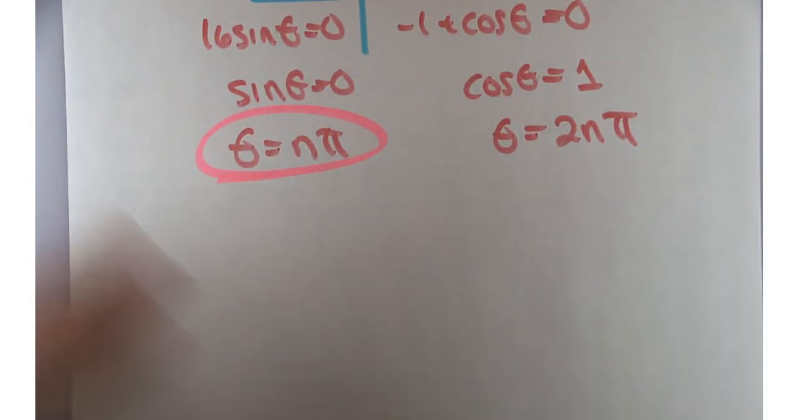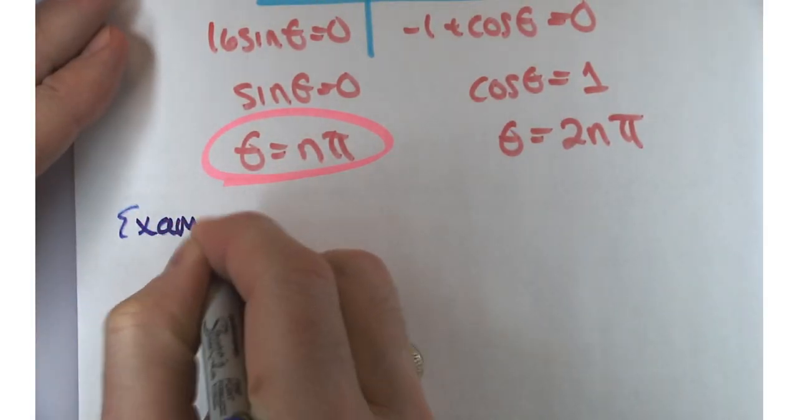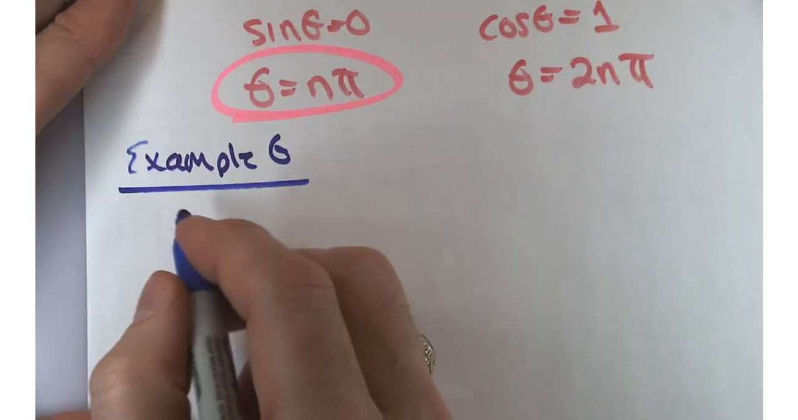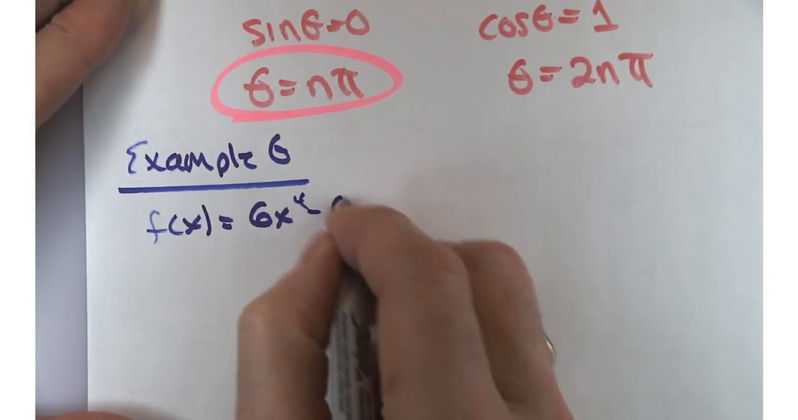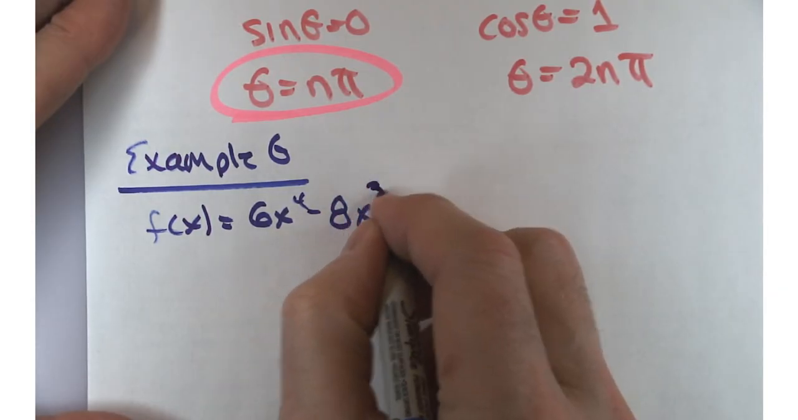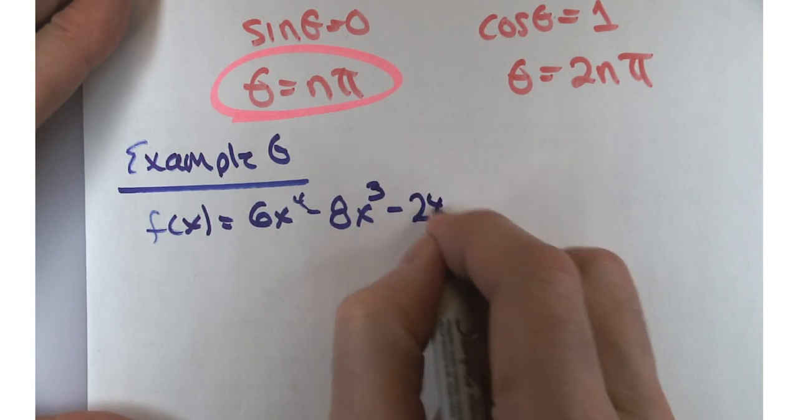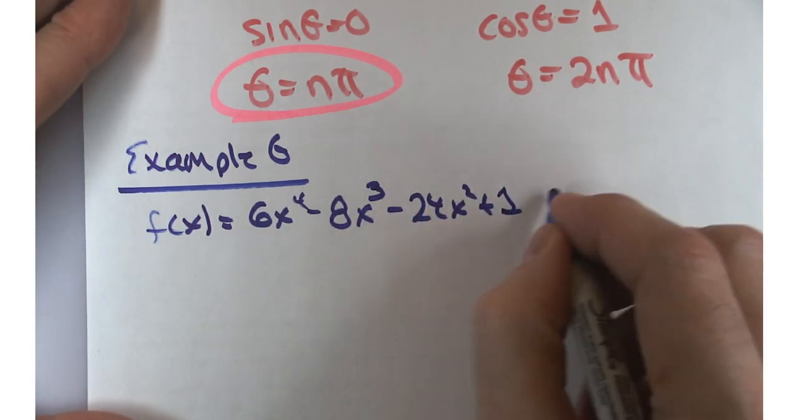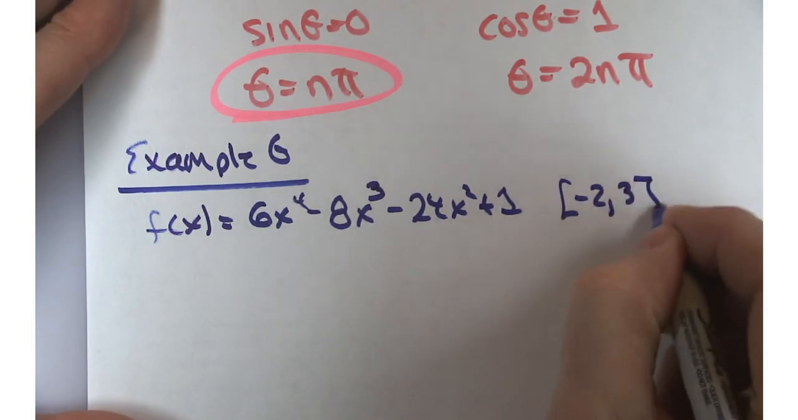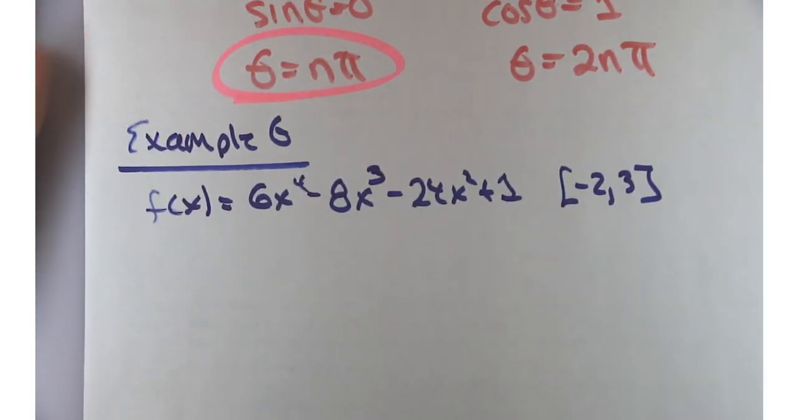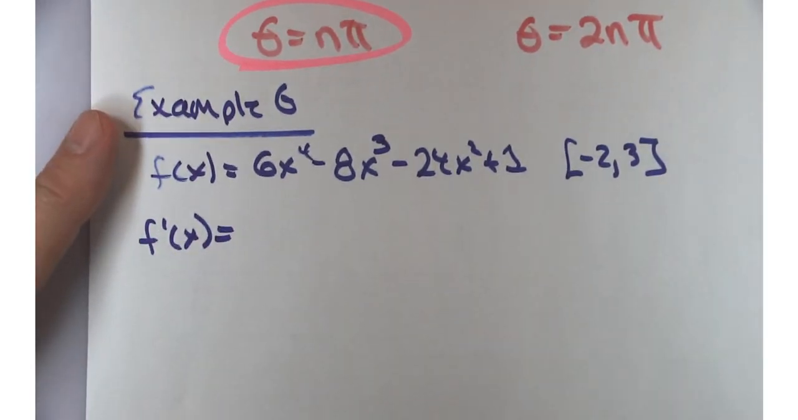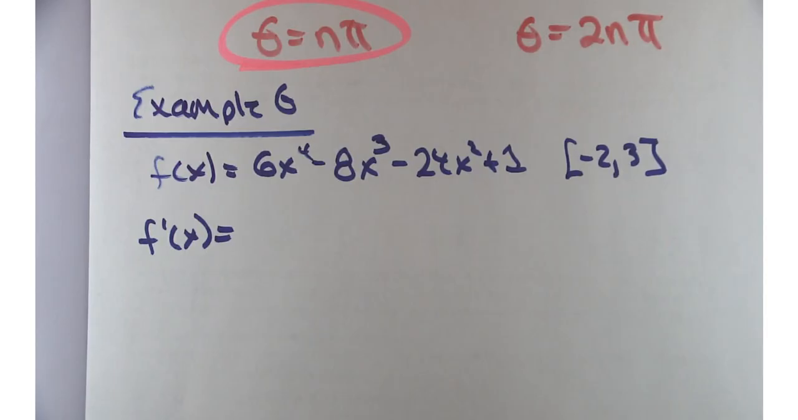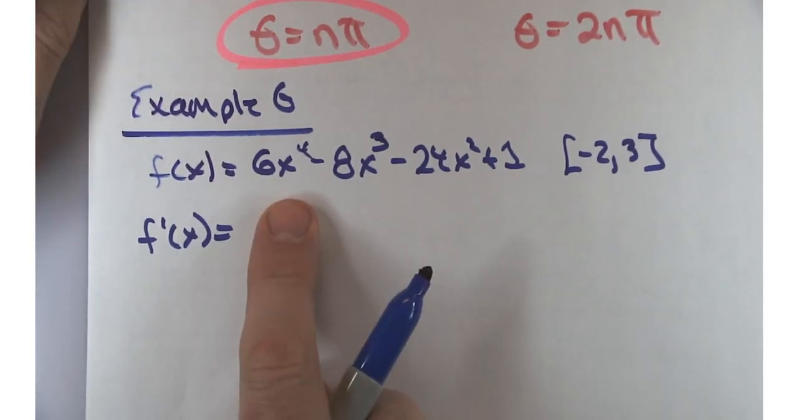Example G. F of x is 6x to the 4th minus 8x cubed minus 24x squared plus 1 on the interval negative 2 to 3. So the first thing we're going to do is find our derivative. That's going to be pretty easy because it's a polynomial. Polynomials are just so wonderful to work with. They really are. We do a lot of work with them because of this.